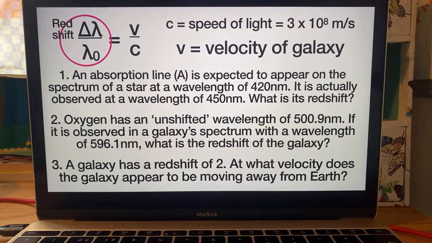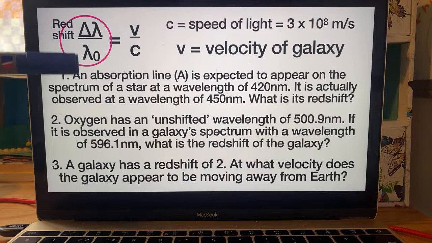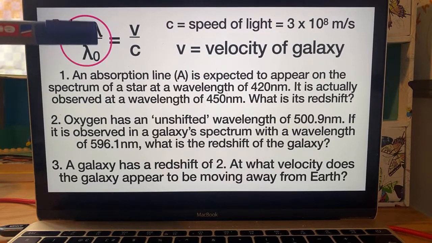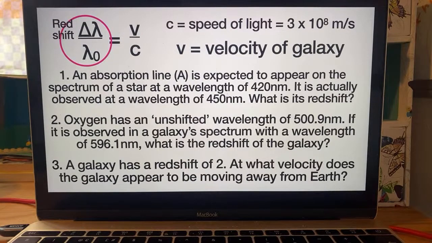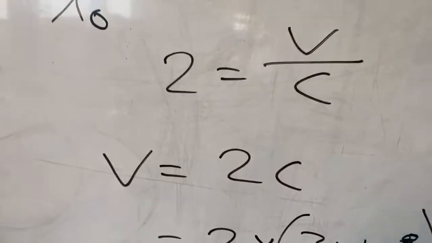And the very last one, a galaxy has a redshift of 2. What velocity does a galaxy appear to be moving away from Earth? Well, you don't need to worry about this equation now, the change in wavelength, because they've just given you that. So it's 2 equals the velocity of the galaxy divided by the speed of light. So you just rearrange that equation, don't you?